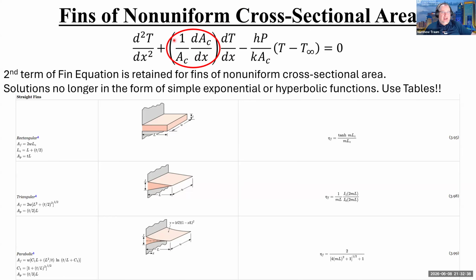But oh man, in a case where the fin is actually tapering down, right, it doesn't have constant cross-sectional area, the derivative of cross-sectional area with respect to x is not zero, and so this term has to be retained. And oh man, the math gets a whole hell of a lot worse in that situation. So I say here, the second term of the fin equation is retained for fins of non-uniform cross-sectional area. Solutions are no longer in the form of simple exponential and hyperbolic functions. Oh lordy, just use tables, right?